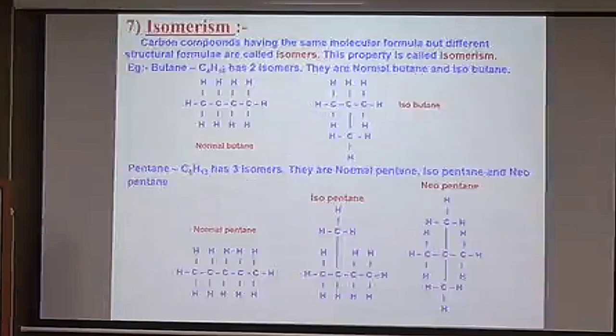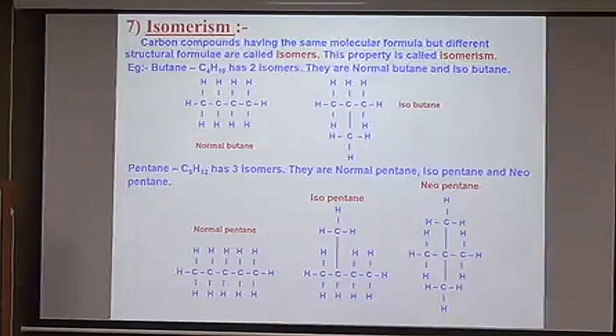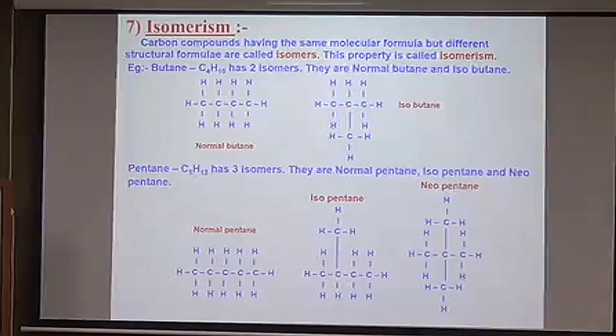Now if we see butane, as I told you, but comes for 4 carbon atoms, and it's a saturated hydrocarbon. So C4 and the number double and plus 2. So this becomes C4H10. Let us write the structural formula for this.